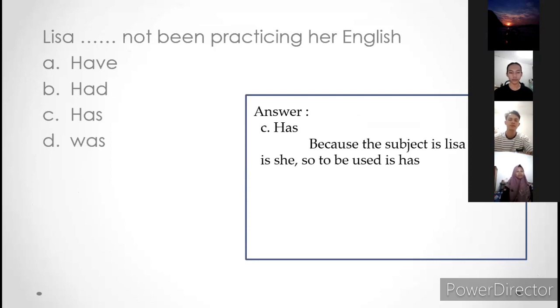Next, Lisa blank. A, have. B, had. C, has. D, was. The answer is C, has, because the subject is Lisa. So the auxiliary used is has.